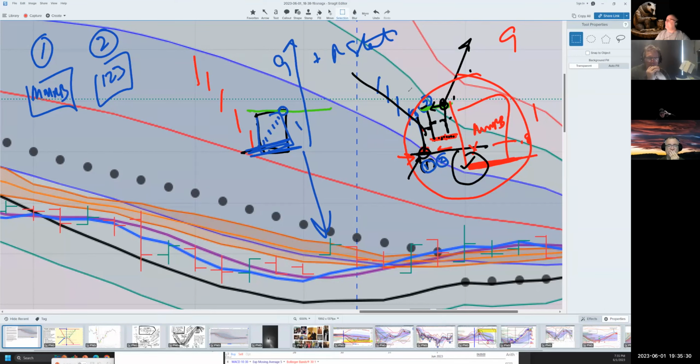Okay. So the MMRB off the low is one way to just get in and be done. Just get in. The next one is the 1, 2, 3 entry, which I've described here.